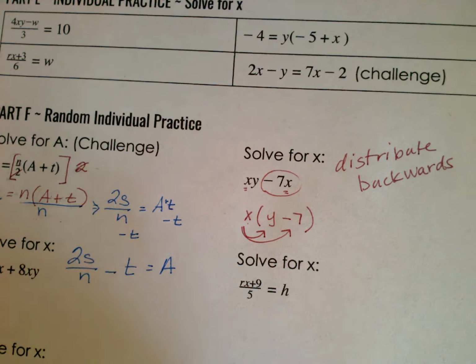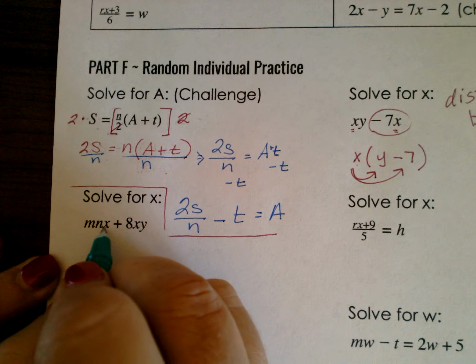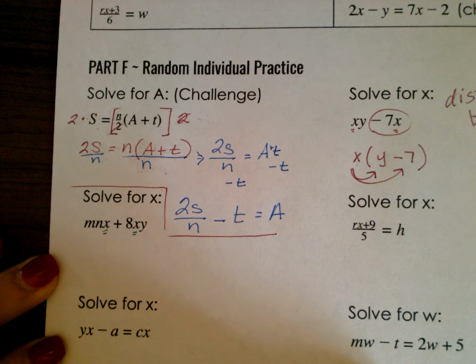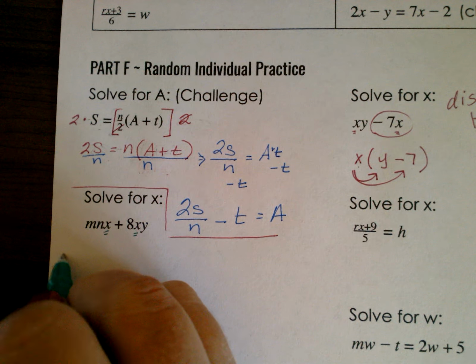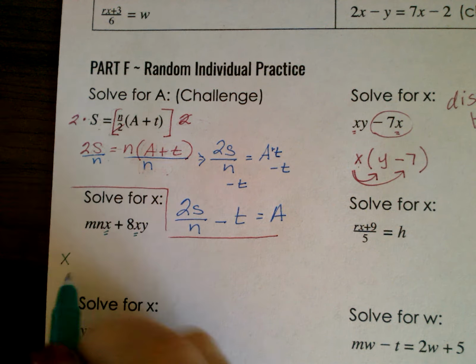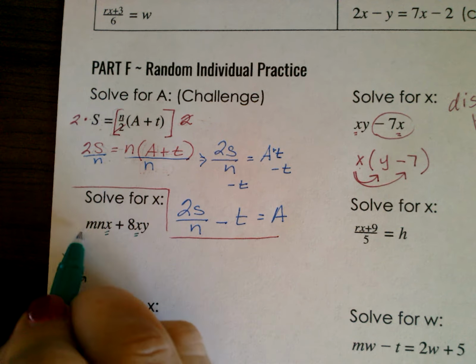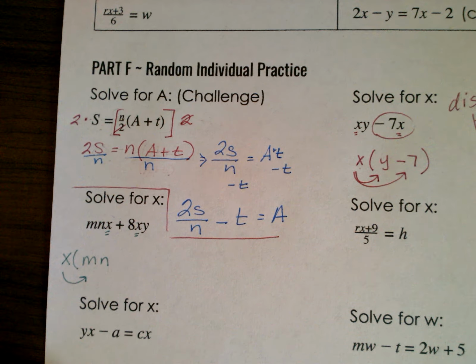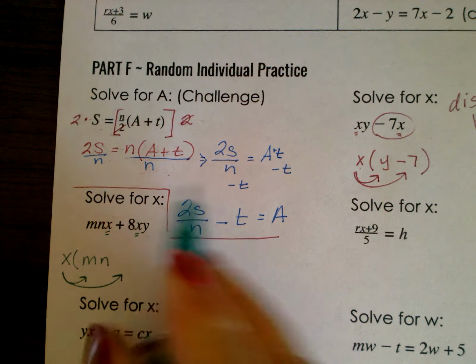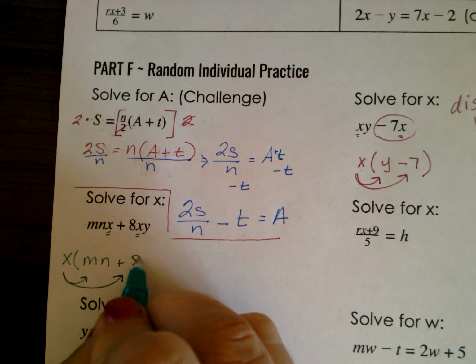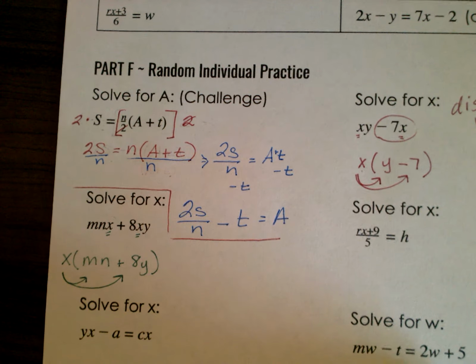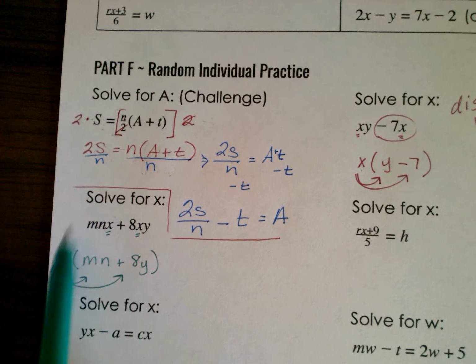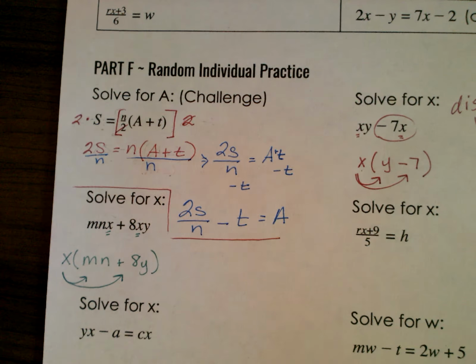For the following one, I realized I wrote this kind of scrunchy and in the way. Following the last example we did, I noticed there is x in both terms. So I'm going to distribute backwards, asking myself, x times what would get me back here? X times mn. X times what would get me here? 8y. Because there is not an equal sign, this is where we need to stop.